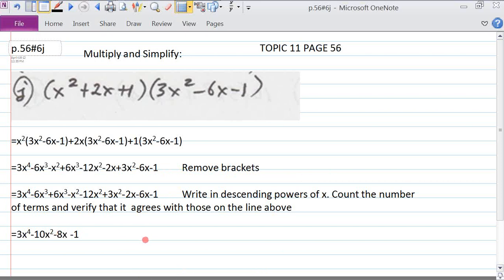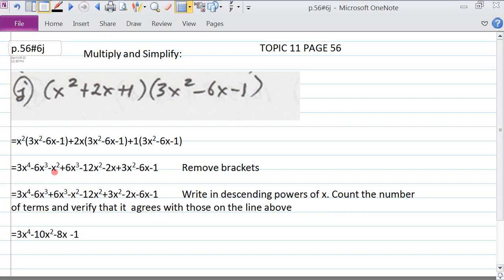Now again, if we want to collect like terms, we're going to write everything in terms of descending powers of x. So we take the highest power, which is 3x to the fourth, and this is the only term with x to the power 4. There's no other term up here with x to the power 4. Now we're going to deal with terms that are x cubed. So we have minus 6x cubed, and we have plus 6x cubed. So minus 6x cubed plus 6x cubed. So that's grouping the terms which are x cubed.